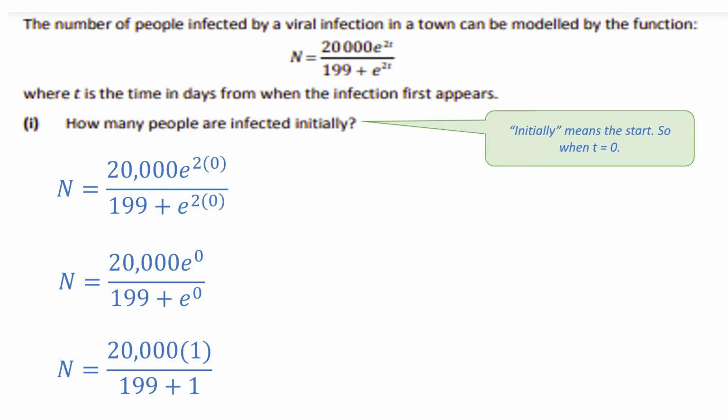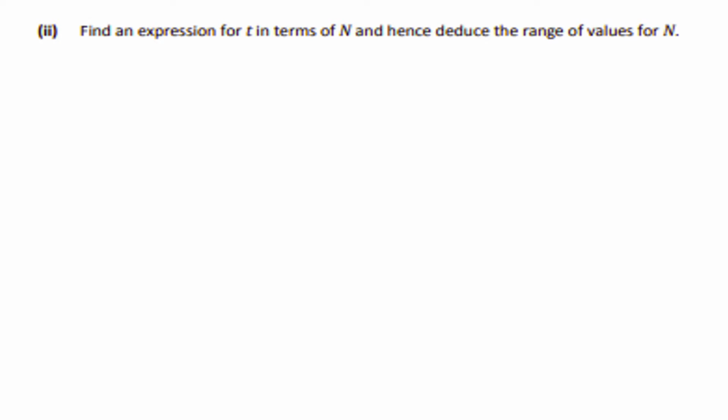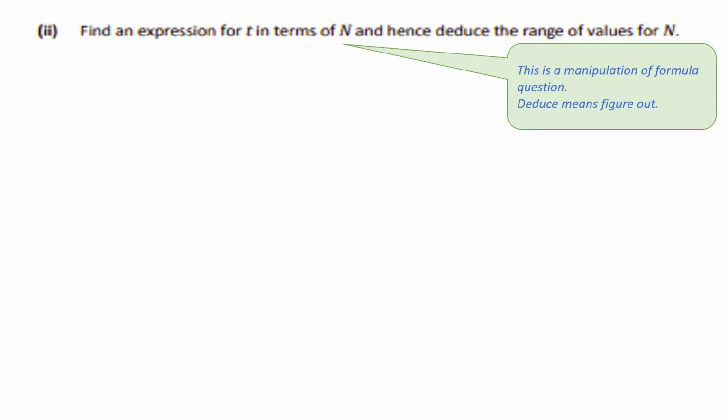That simplifies down to 20,000 over 200, which gives us the number of people who are infected initially as 100. Part 2, find an expression for t in terms of n and hence deduce the range of values for n. Okay, so this is a manipulation of formula question, and the word deduce has come up a few times, and I know sometimes students question that, and what it means is just figure out. So deduce, based off what you've done, figure out the range of values for n.